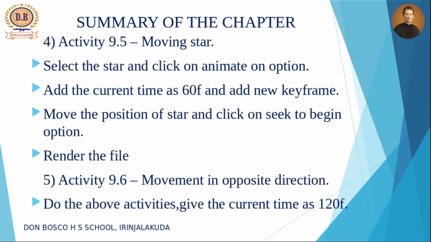Then the next activity was activity 9.5, moving the star. There we have seen keyframes giving animation to the object. For that, select the star and click on the animate on option. Then set the current time as 60 frame and click on the add new keyframe button. After that, move the position of the star at the 60th keyframe. Where should we display that star? So move the position of the star and click on the seek to begin option in order to view it as an animation. After doing the activity, go to file, render the file.